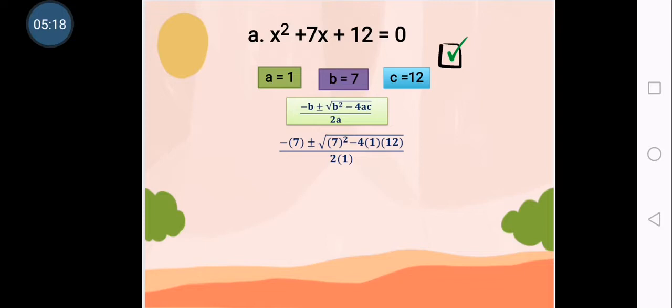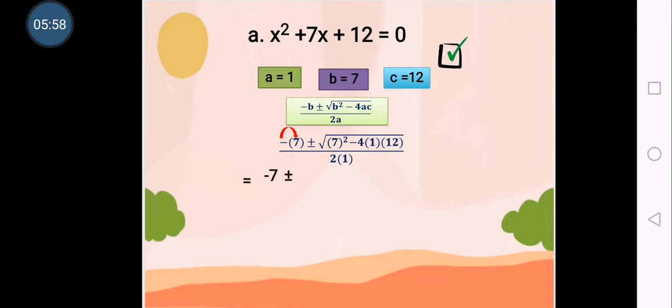Times, substitute natin, b square. So, ang value po ng b or the linear term is positive 7. Minus 4 times 1 or the quadratic term times the constant term which is 12, over 2 times the quadratic term or 2a. So, ang a po ay 1. Simplify natin. So, negative times positive 7 ay magiging negative 7. Plus, minus.